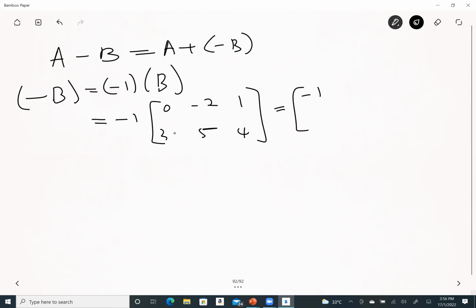So there will be -1, 0, apa pula? Petang ni mengagut lebih. Ni berapa? -1 times 0 berapa dapat? 0 lah kan? 0. -1 times -2 will be a 2. -1 times -1, -1. -3, -5, -4. So that is -b. All right.